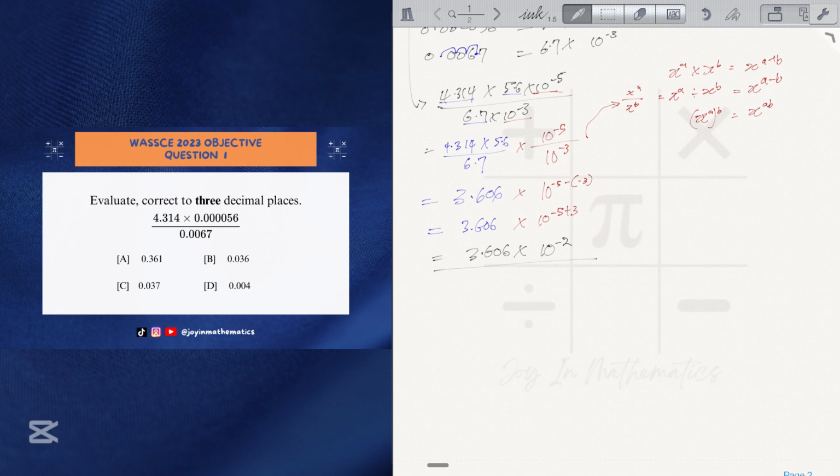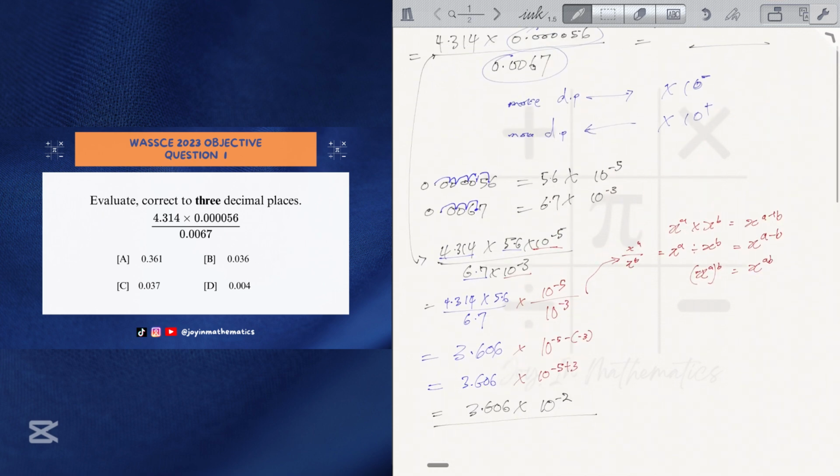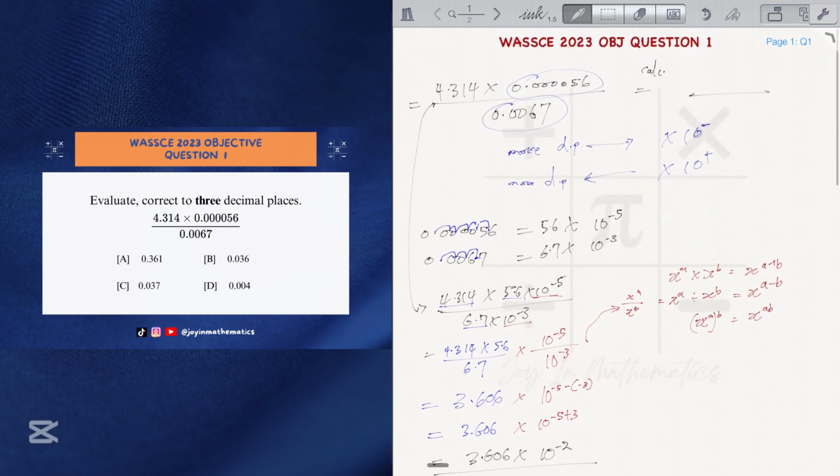And we understand that when we are converting from decimal points to standard form, when we are moving the decimal point forward to the right, we will multiply by 10 raised to the power of minus, and when we're moving backwards to the left, we multiply by 10 raised to the power of positive. So in view of that, we have to go backwards now.